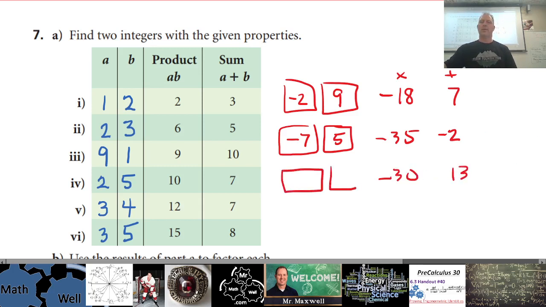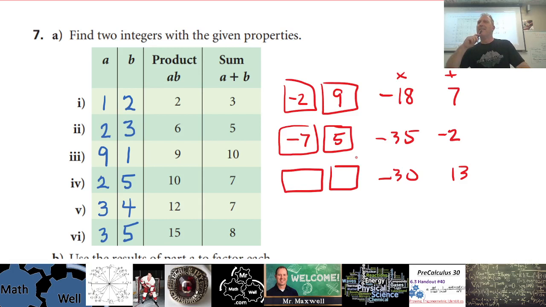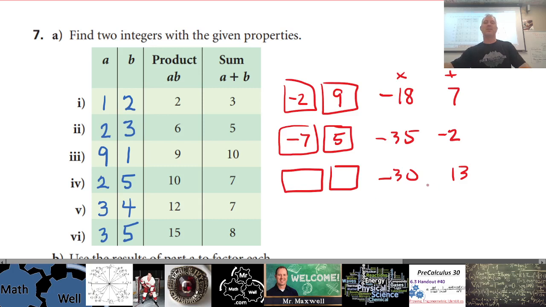What are the two numbers there? Negative 10 and 3? If you said negative 10 and positive 3, that adds to negative 7. Negative 10 and negative 3 add to negative 13, but they don't multiply to negative 30. This is a tricky one. So 10 and 3 is where you might gravitate to, but this is actually 15 and negative 2.